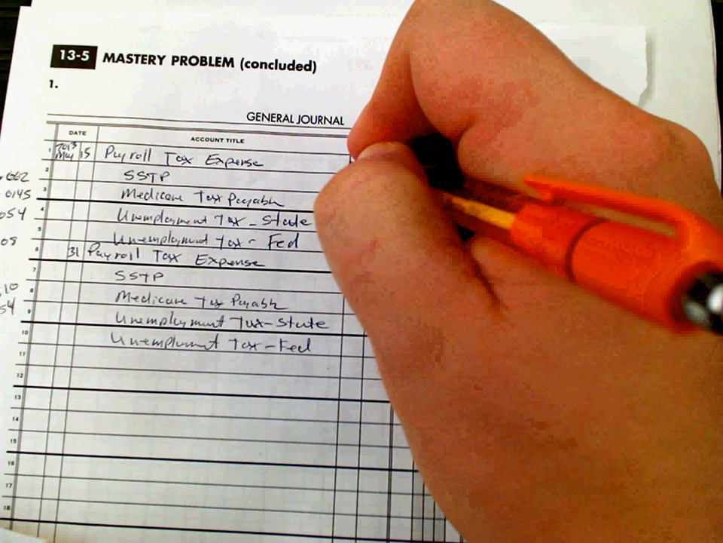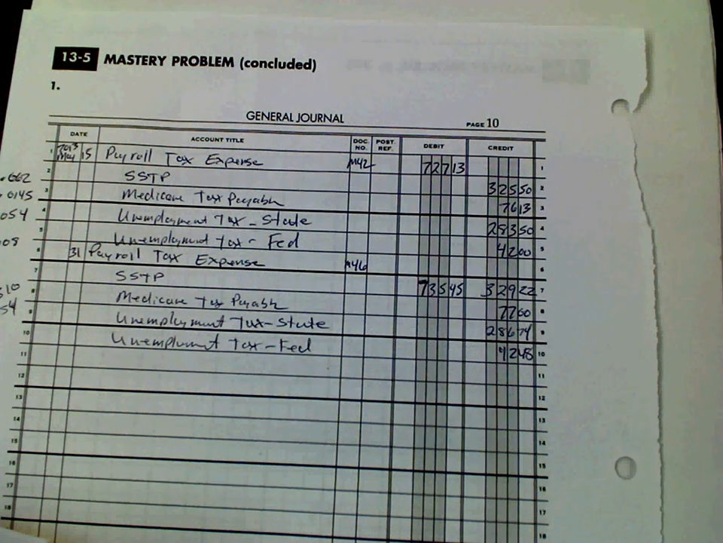Next one says paid cash for the federal unemployment tax liability for quarter ended March. And paid cash for state unemployment tax, March. Well, it tells you what it is, so you don't even have to figure it. So this is really easy as well.